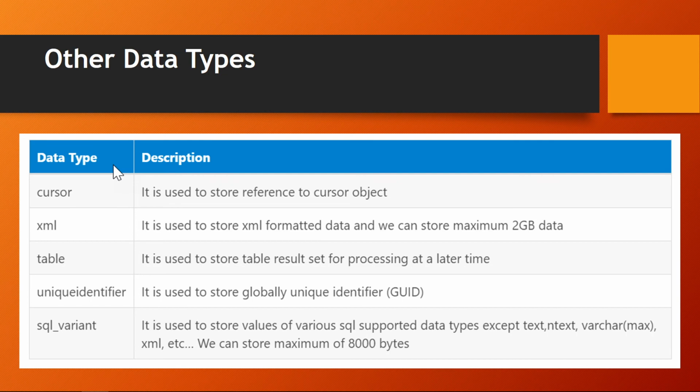Unique identifier is used to store globally unique identifiers or computer generated IDs. SQL variant is used to store various values of SQL supported data types except text, ntext, or XML. It can store a max of 8,000 bytes.